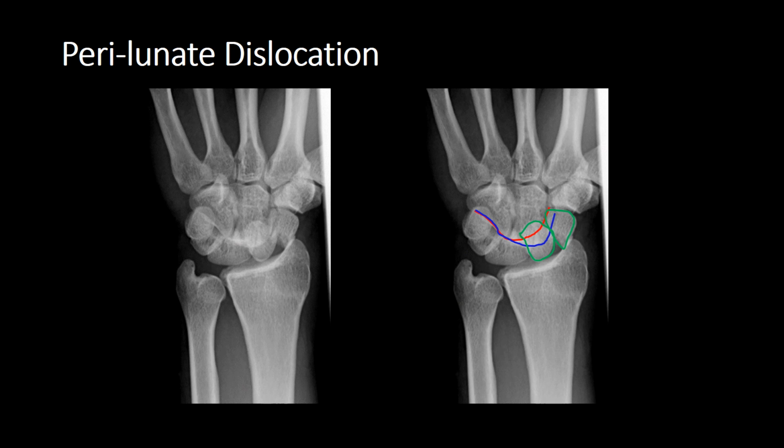So when we describe a perilunate dislocation, we always describe the direction of the dislocation first. So in this instance, and to be honest, in majority of perilunate dislocations, it's dorsal. We then describe the fracture. So in this case, we have a scaphoid, and then you describe the dislocation, which is perilunate.